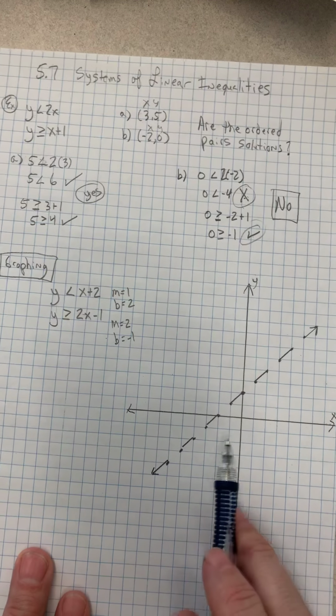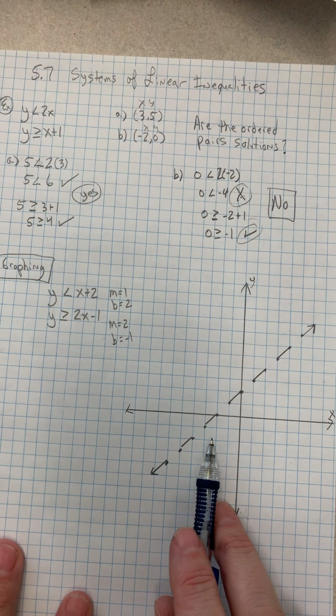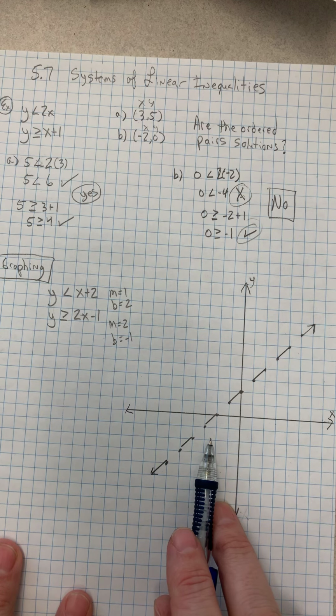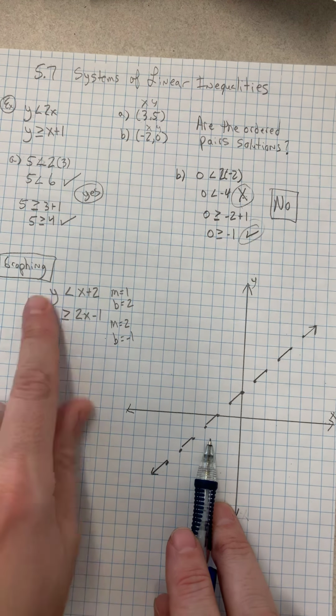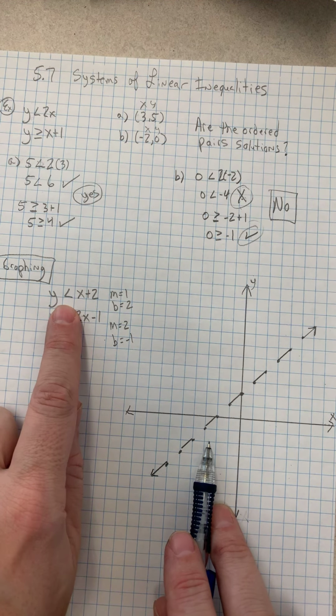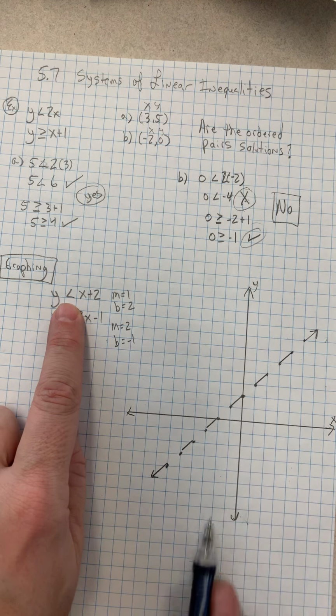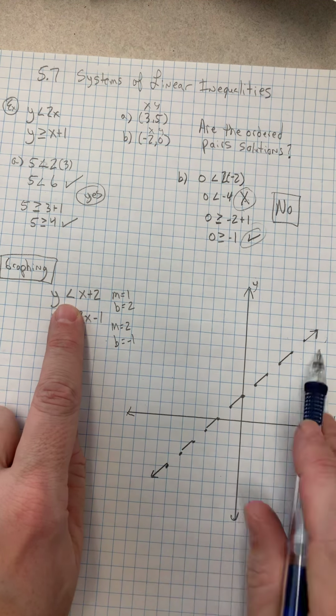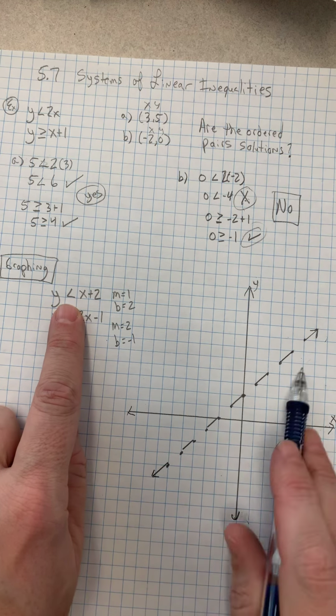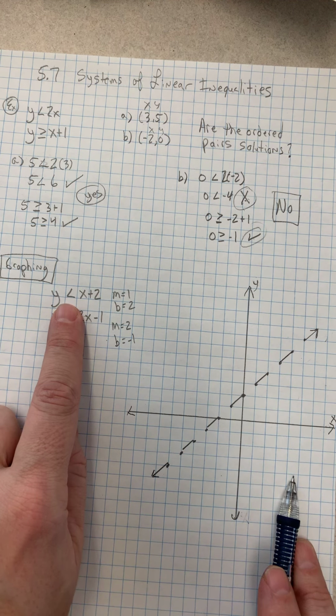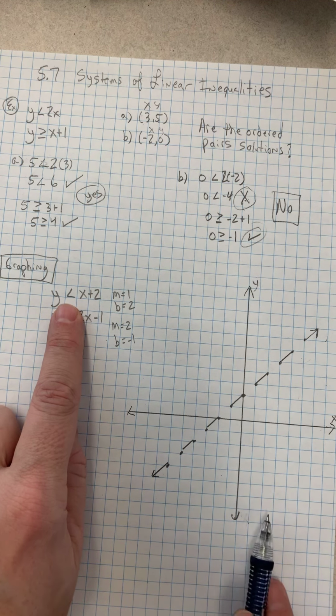Just like we did in 5-6, I've got to look at my shading. If I do what I did in 5.6, I can look at this and say, hey, I want y's that are less than this boundary line. You want y's that are below it. Y's that are less than this boundary line are below it. My shading is going to be below this line.